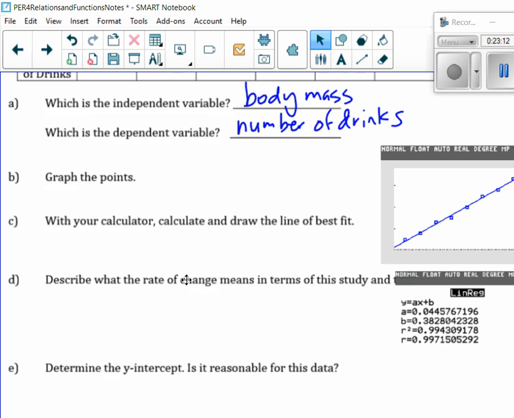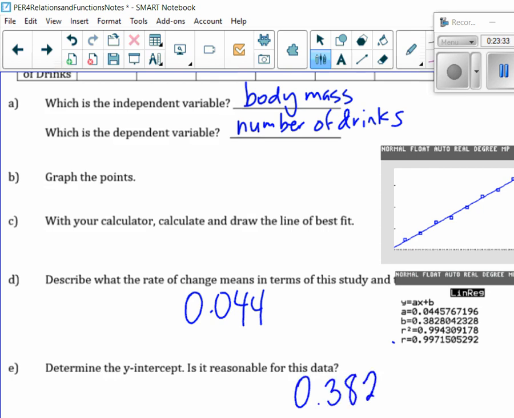So my calculator, draw the line that best fits. Describe the rate of change. What was my rate of change there? 0.044 is my rate of change. Remember, that's your A, the rate of change. What's the y-intercept? 0.382. What does that represent there?